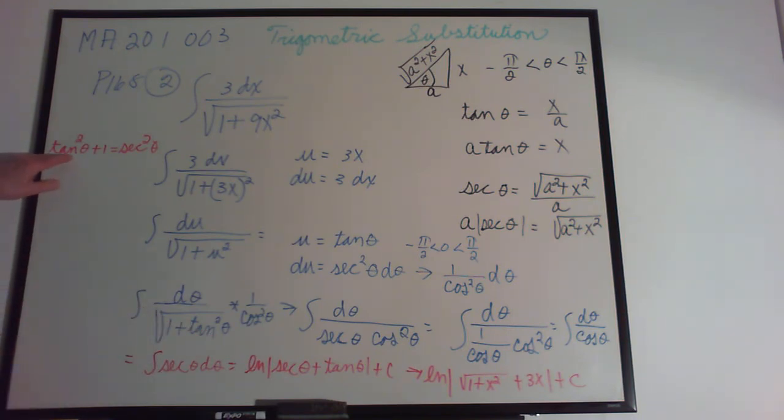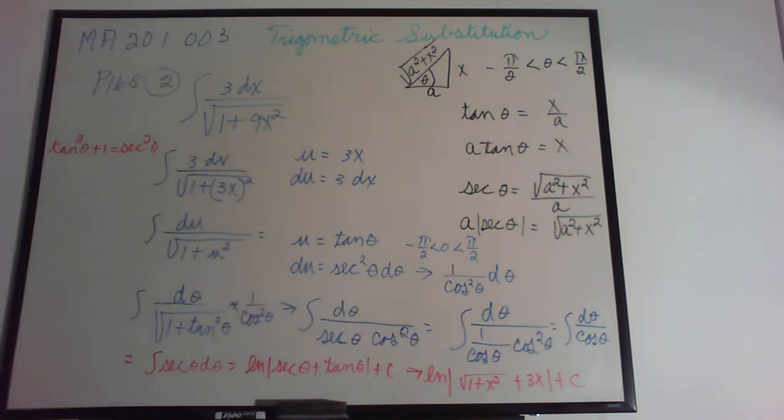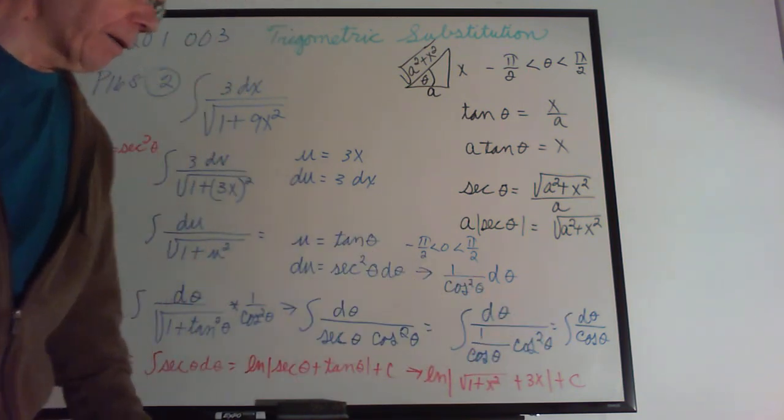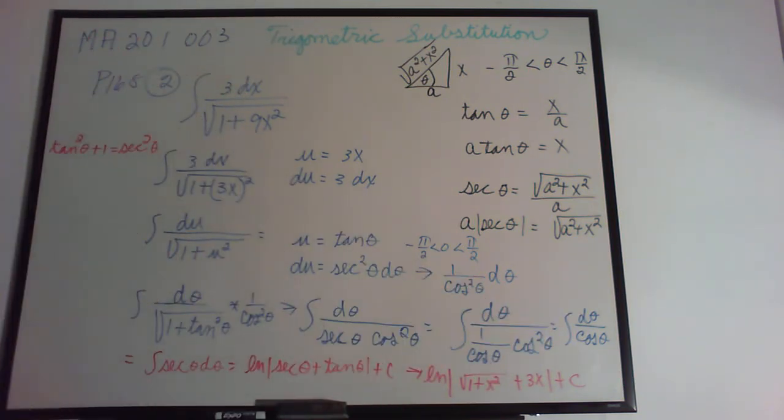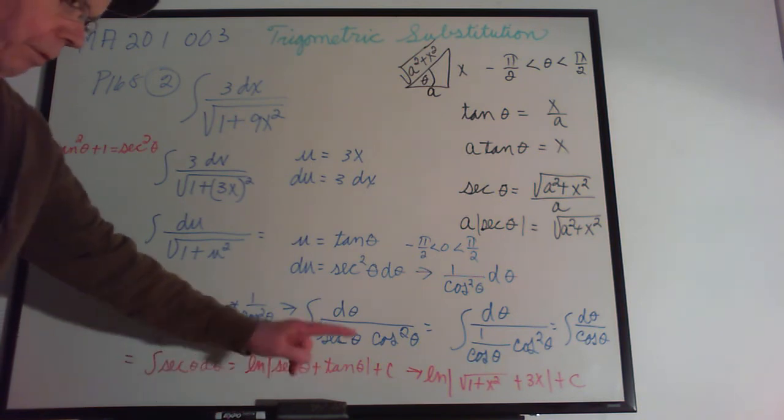I forgot to put on the board the trig identity: tangent squared theta plus 1 equals secant squared theta. So I want to take the square root of secant squared theta, which is going to be secant theta, times cosine squared theta. Well, secant theta is equal to 1 over cosine theta. So I'll cross it out and I'll have d theta over cosine theta, which is equal to secant theta d theta. And I can now look up on the integral tables natural log, and I will end up with this.